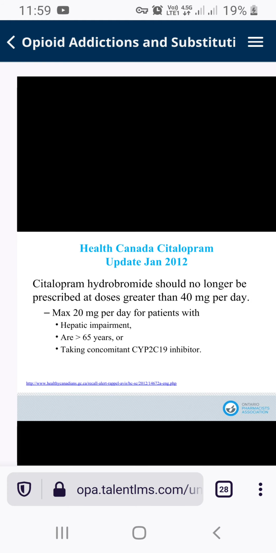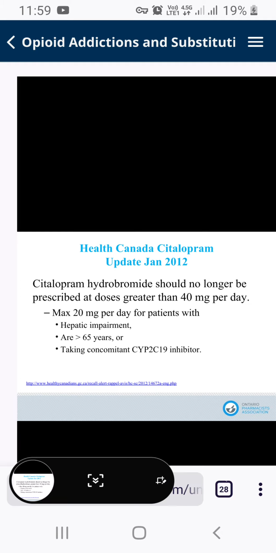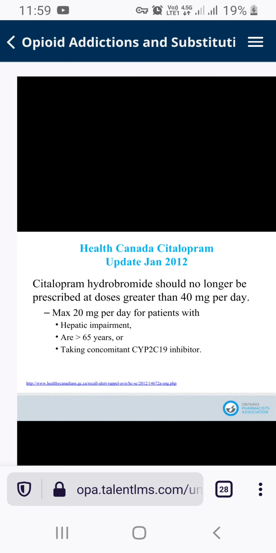In 2012, Health Canada updated the citalopram warning, and it should not be prescribed in doses greater than 40, and especially in people with liver problems or older people, 20 should be the maximum. So for those of you doing a lot of long-term care medications, you want to be cautious of this with older people who might have liver problems.